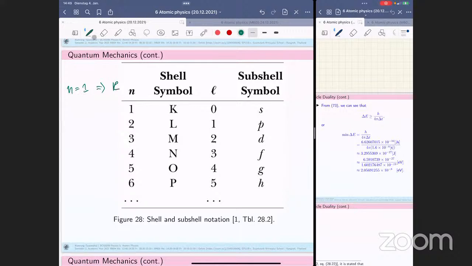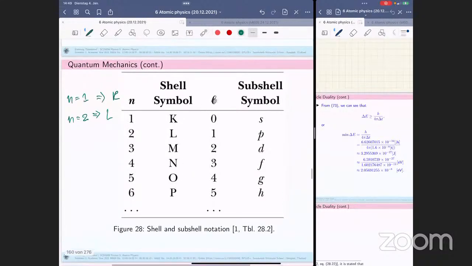And when n equal to 2, the people in this physics society would use simply the capital L English alphabet. And so on. When n is equal to 3, they use the letter capital M. When n is equal to 4, they use the capital N. 5, capital O, 6, capital P, and so on. The shell symbol is represented by a capitalized letter, the big font of the English alphabet.